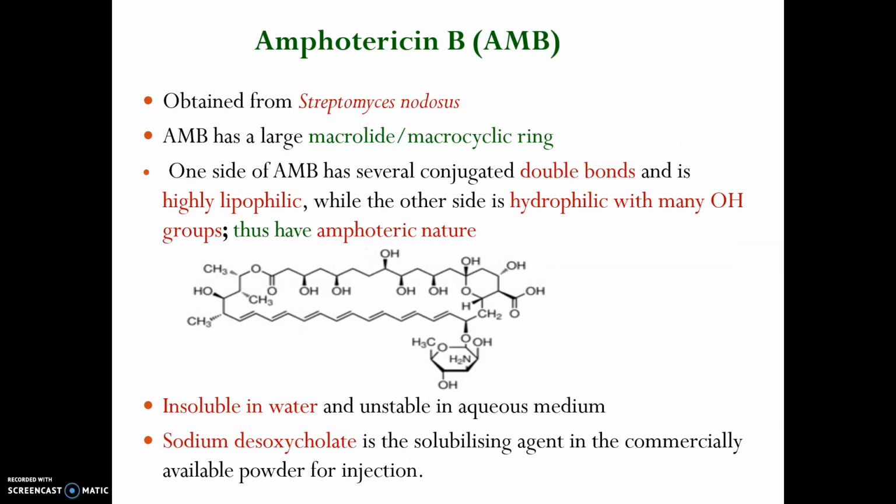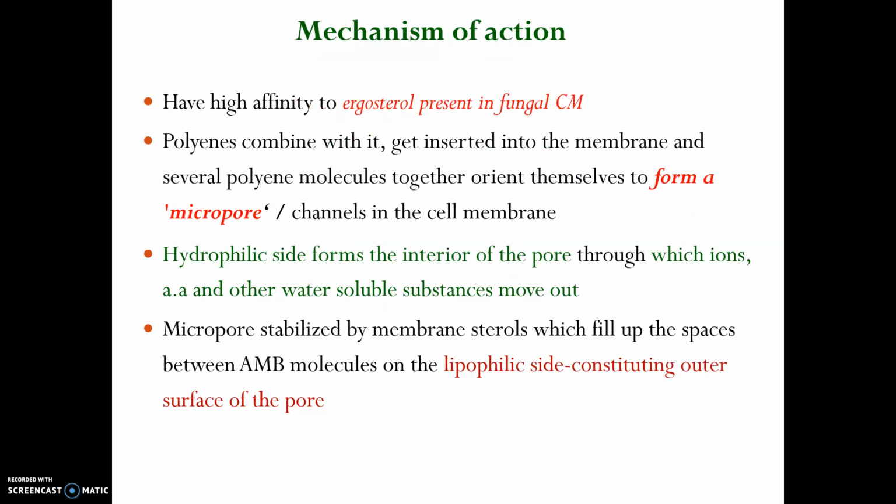The first compound is amphotericin B, a very important compound used in fungal treatment. It's obtained from Streptomyces nodosus, and AMB has a large macrolide or macrocyclic ring because of the double bond structure. Sodium deoxycholate is a solubilizing agent and it is commercially available as a powder for injection. It has very high affinity for the ergosterol present in the fungal cell membrane, and it binds to the ergosterol and produces a pore-like structure, known as a micropore.